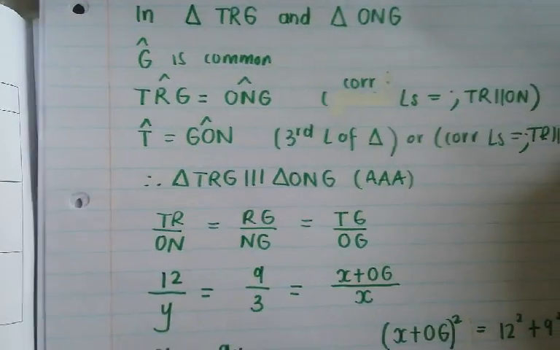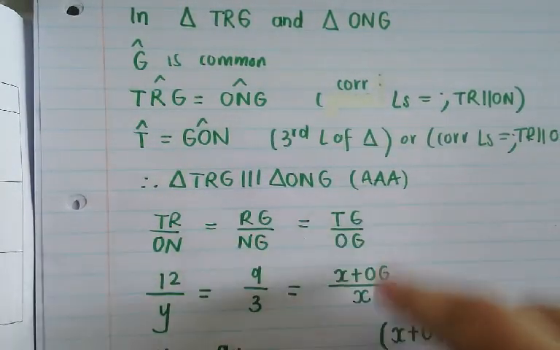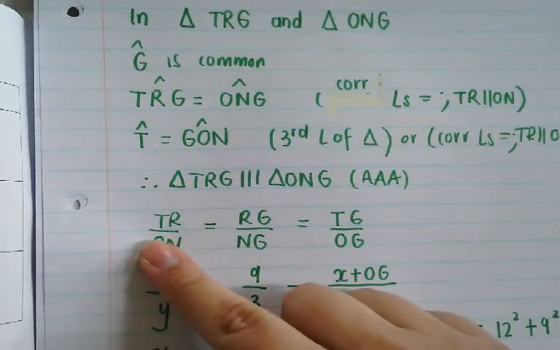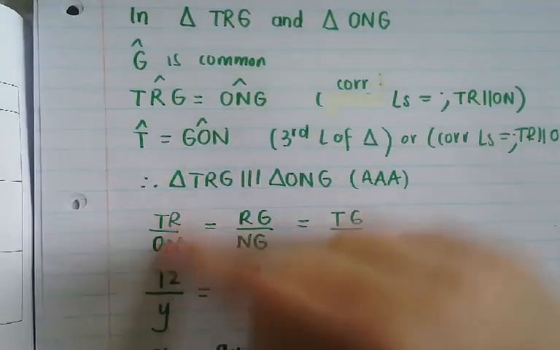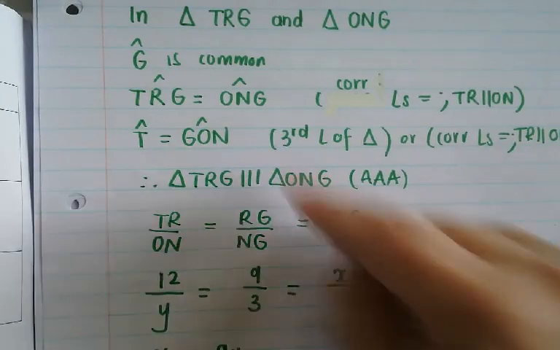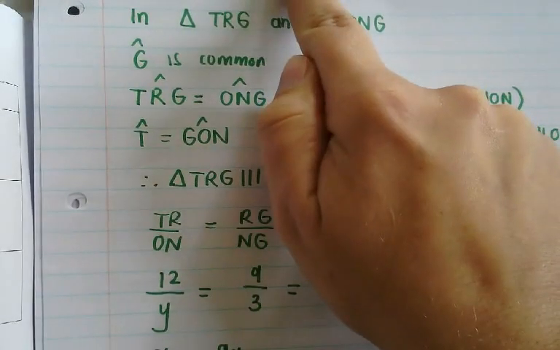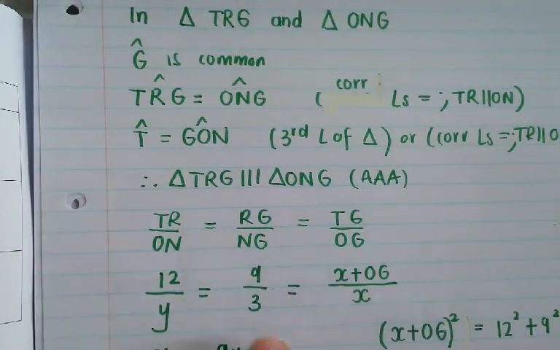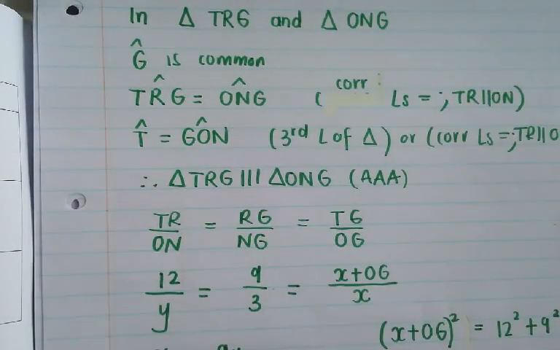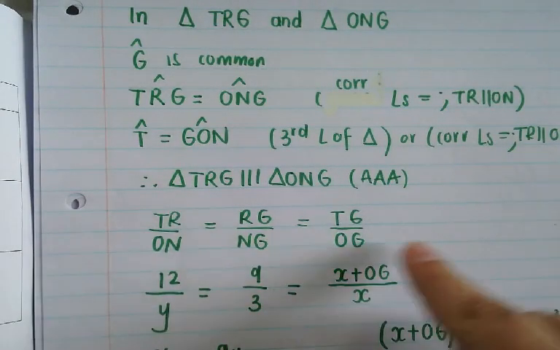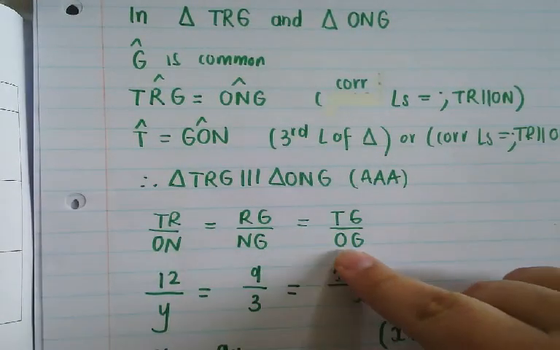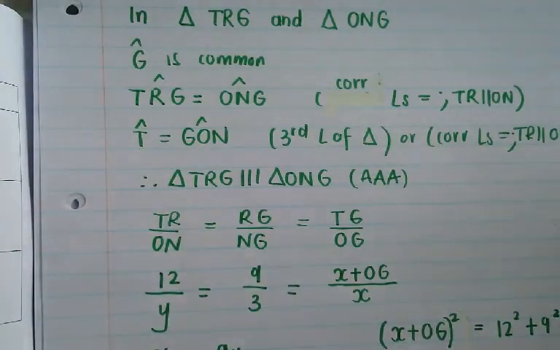We went and wrote down what our corresponding sides were, and then we wrote down what those values were. TR is 12. ON is y. RG, then we're asked, do we add them together? Yes. 9 is 6 plus 3. And then NG is 3. Oopsie. TG is x plus OG.